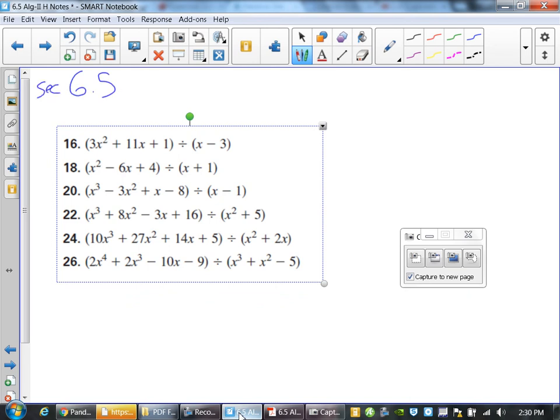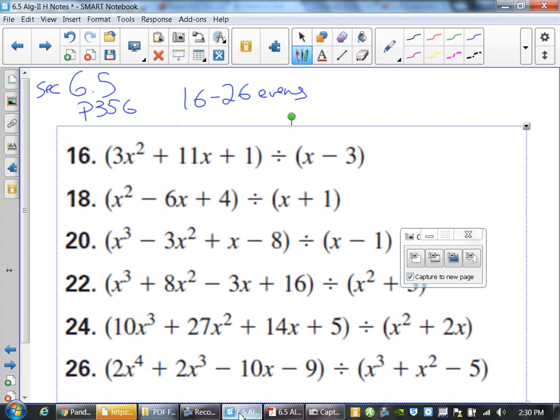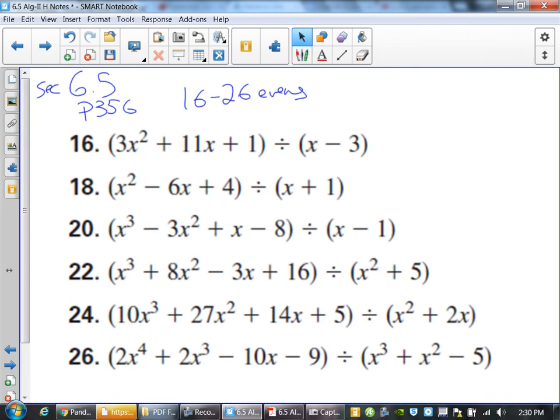Is this homework? Yeah, section 6.5, page 356, 16 to 26, evens. Don't forget placeholders if you need them. Sometimes you might need placeholders on what you're dividing by, like the example on number 22. You'll notice on 22 it goes x squared plus 5. What do you need to have between the two of them? You have 0x. So you can have placeholders on either the inside or the outside.